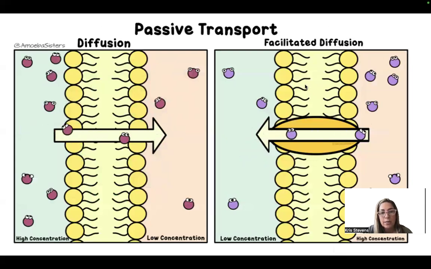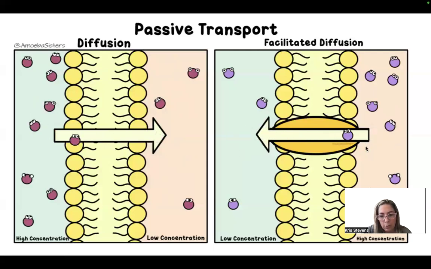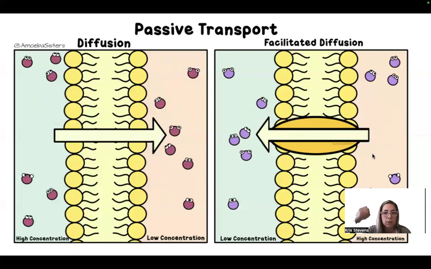The difference in these figures here is that diffusion just goes across anywhere. In facilitated diffusion, the molecules still go from high to low, but they must use this protein transport channel. It's the same thing: molecules go from high concentration, which has more molecules, to low concentration. And facilitated must use a transport protein or a protein channel. Still goes from high to low. The three types of passive transport: facilitated diffusion, osmosis, which is diffusion of water, and diffusion.